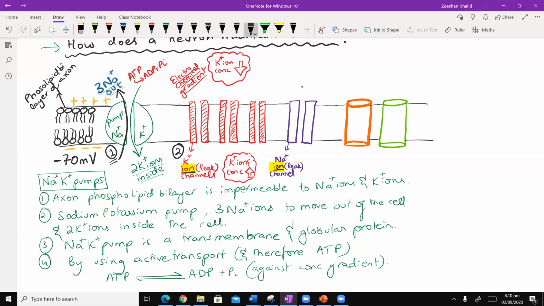The answer is it's higher on the inside, as I've highlighted here. It's higher on the inside and lower on the outside. How do we justify this? Well, it's quite simple. We know that the sodium potassium pumps have pumped the potassium ions on the inside and they're pumping sodium ions on the outside. So overall, this action of the sodium potassium pump causes the potassium ion concentration to be higher inside the cell of the axon, on the inside of the phospholipid membrane as compared to the outside here.